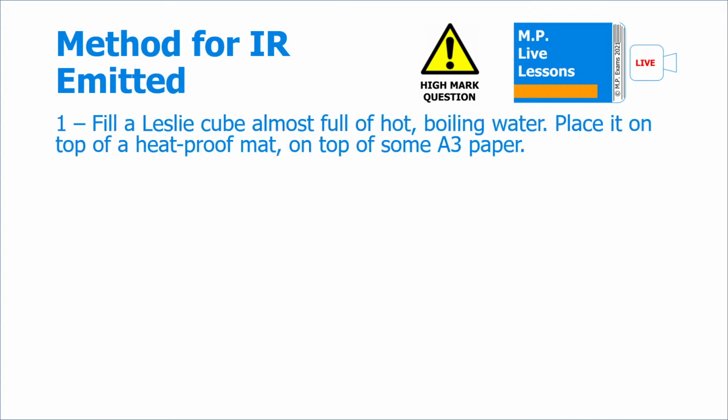Now, the first method for the infrared radiation being emitted is this. So first we fill a Leslie cube almost full of hot boiling water. Then we place it on top of a heatproof mat on top of some A3 paper.